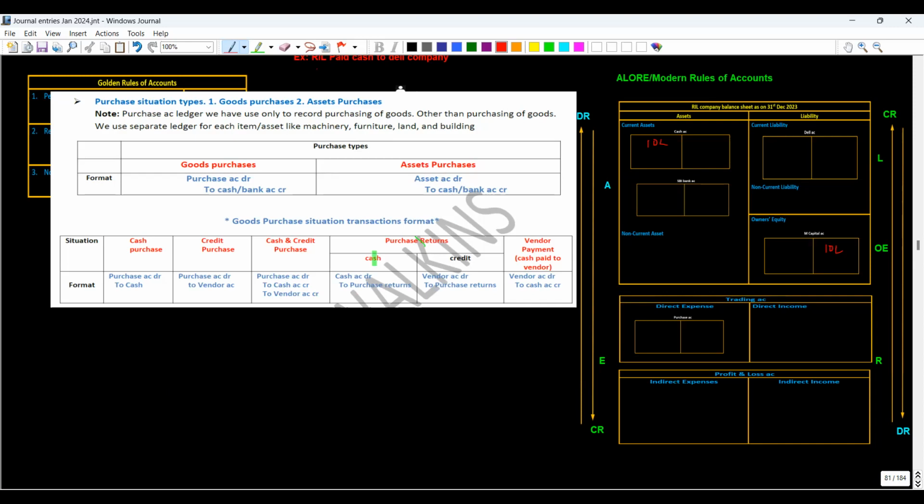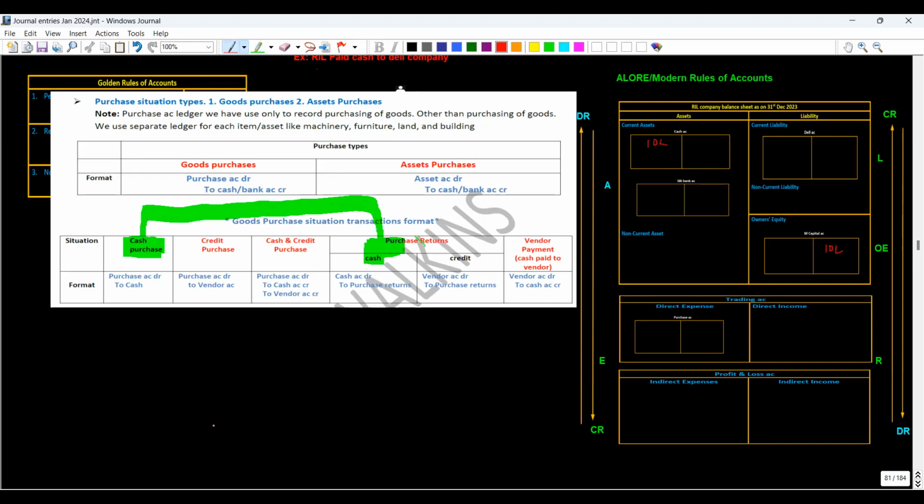To understand the journal entry for the cash purchase return, first you should be aware of cash purchases. If you are really good at understanding cash purchases, then exactly the opposite is what? Cash purchase return. Cash purchase return is the opposite of cash purchases. Okay, let's understand now. First understand the cash purchase.